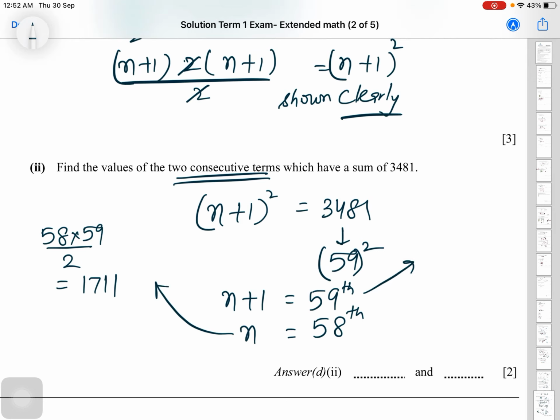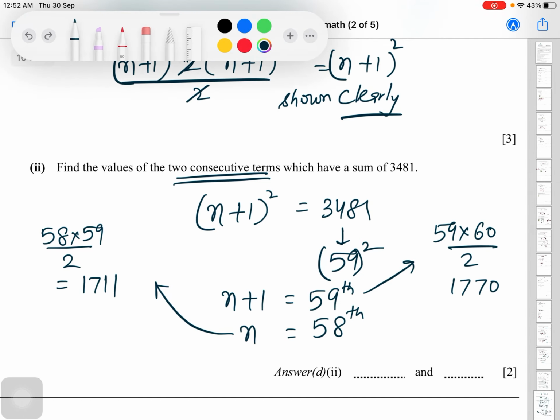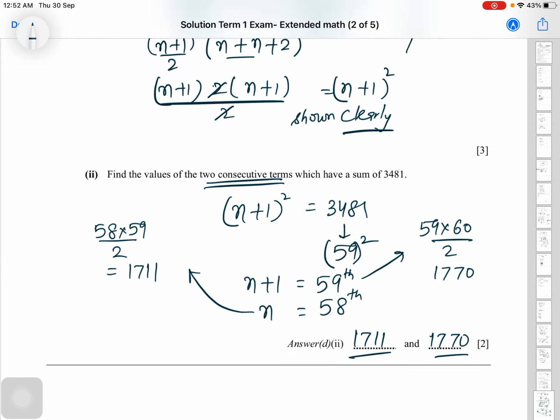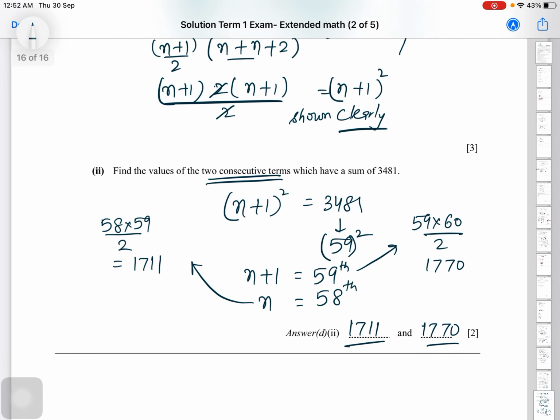If you take n as 59, it will be 59 into the next 60 by 2. When you multiply and divide, you will have 1770. Okay. Put the answers here. 1711. Sorry. 1711 and 1770. These are the final answers. Yeah. Hope you were able to understand this.